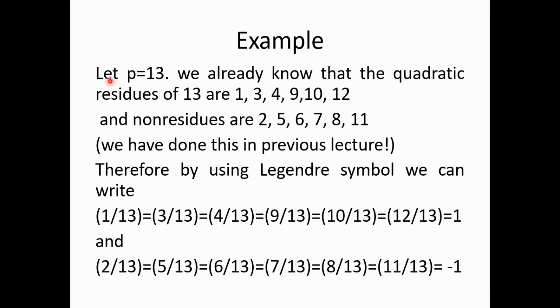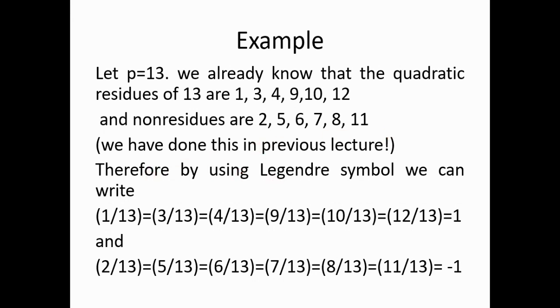Let us see this example. Suppose P is 13. We already know that the quadratic residues of 13 are 1, 3, 4, 9, 10, 12. We have already found these residues in the previous lecture. You can see lecture 1 in the fourth module, and you will find how to calculate the quadratic residues of a prime number. The numbers which are left will be the non-residues: 2, 5, 6, 7, 8, 11. They are quadratic non-residues of 13.